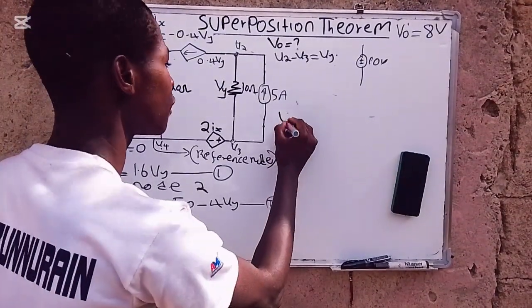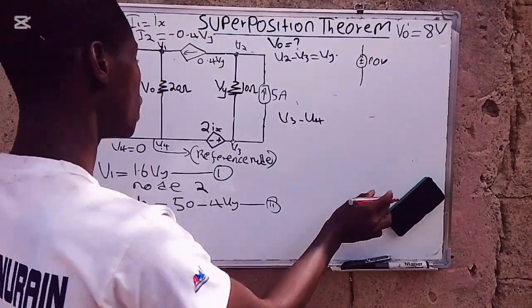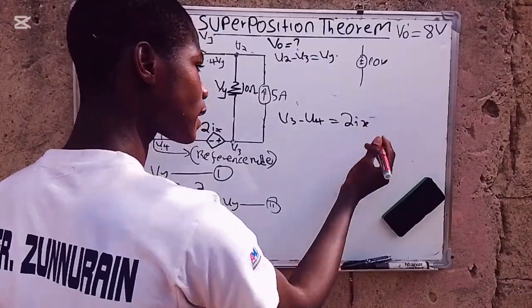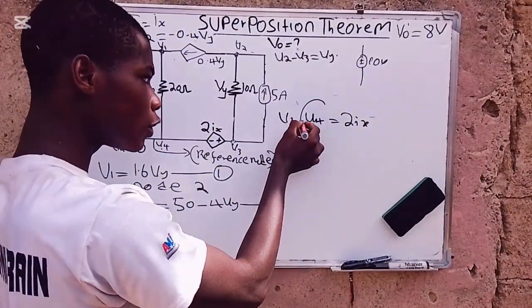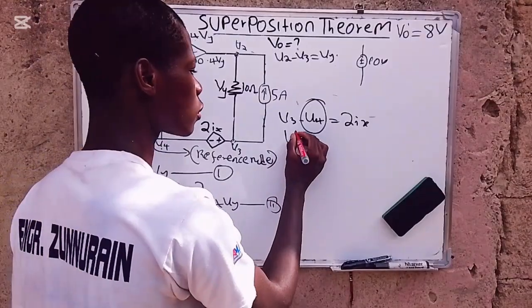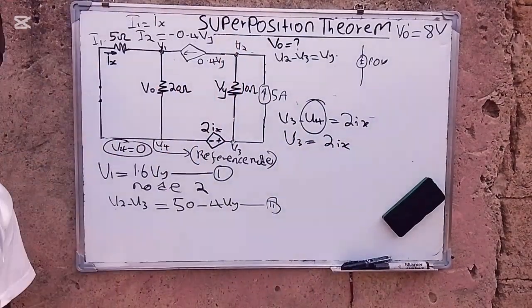So I have to say V3 minus what? Minus V4 should now be what? But V3 minus V4 is the same thing as 2ix. And therefore, I all know that V4 is the same thing as 0. Yes, as I said, the reference node. So therefore, V3 should now be equal to 2ix.